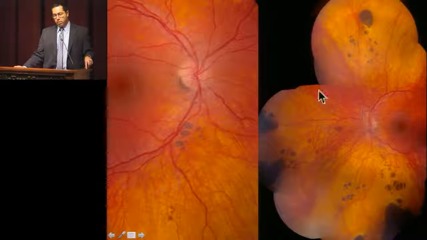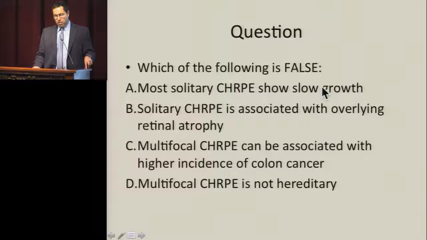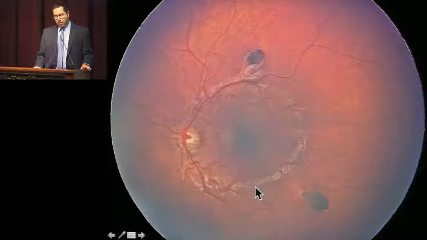Gardner syndrome or polyposis. So the question, which of the following is false? Most solitary CHRPE grow, this is true. Solitary CHRPE is associated with overlying RPE atrophy is true. Multifocal CHRPE can be associated with high risk of colon cancer, obviously false. And multifocal CHRPE is not hereditary, true.